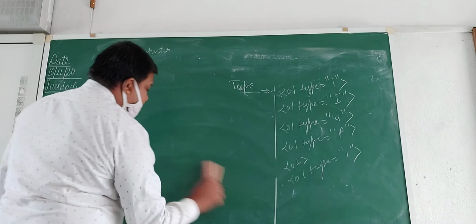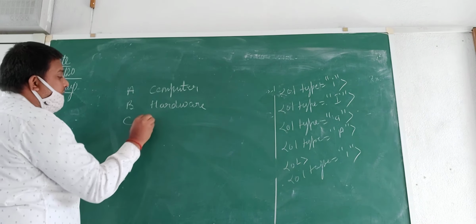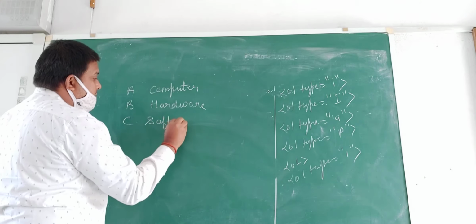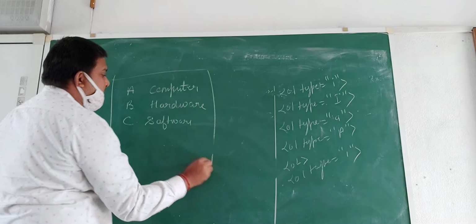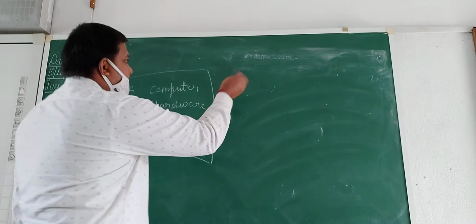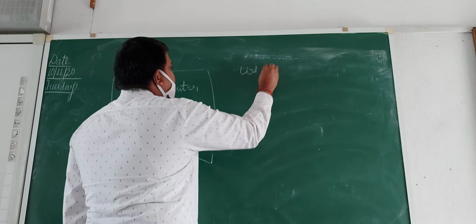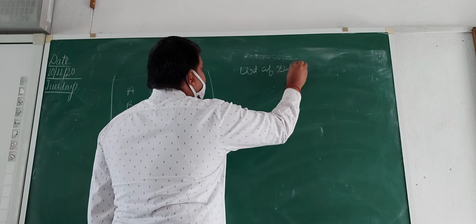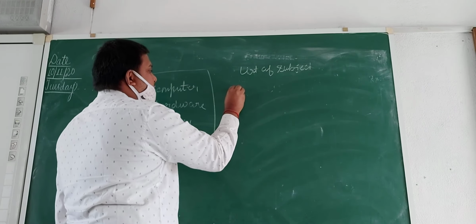So look here, how different types of lists may be given in board examinations. For example, sometimes they give a display like this: A computer, B hardware, C software. They may give such a type of list to display. They can also give, with the help of small alphabets, a list of subjects. The heading is what? List of subjects. And the list of subjects they can give with the alphabet also.